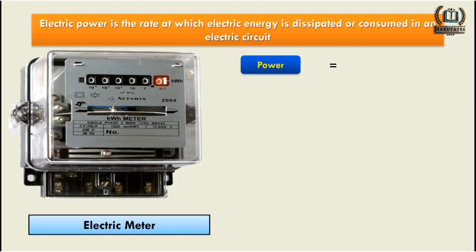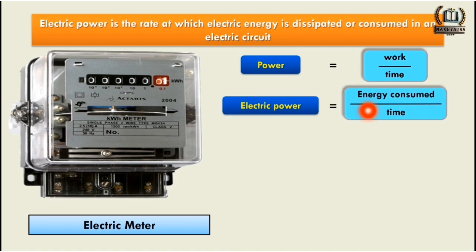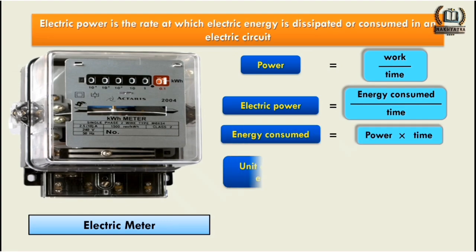Okay, so power equal to work done upon time. So we know that the rate of doing work is called power. So this is also the rate of consumption of energy. So electric power equal to energy consumed upon time. So energy consumed formula will be power into time.